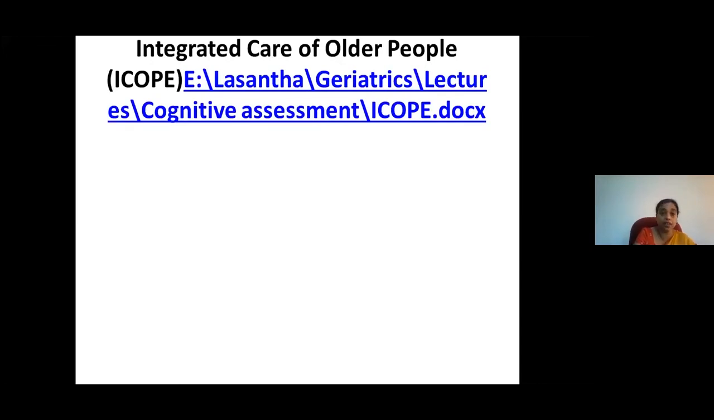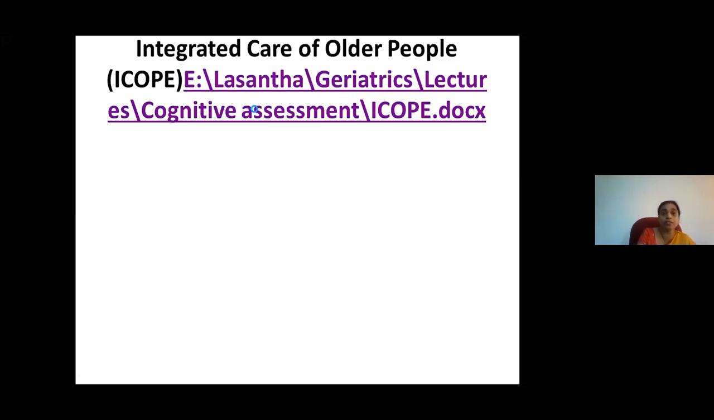Finally, the Integrated Care of Older People, ICOPE, that is the WHO collaborated program where we were trained as master trainers to screen geriatric people for their major problems, the geriatric giants: cognitive impairment, incontinence, instability, falls, mobility, and polypharmacy. All these major geriatric problems are assessed by ICOPE assessment methods, where the cognitive assessment is also dealt with.